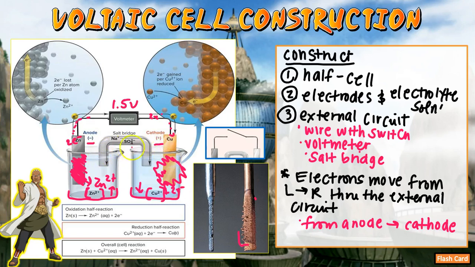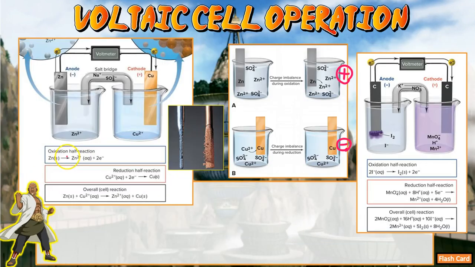Now, to maintain neutrality, a salt bridge acts as a liquid wire. But the question now becomes, how does it work? Let's get into it. So the Raikage states that voltaic cells need a complete circuit to operate. And it's the salt bridge that completes the electrical circuit and allows ions to flow through both the half cells, acting as a liquid wire.